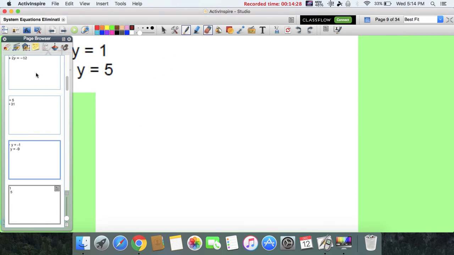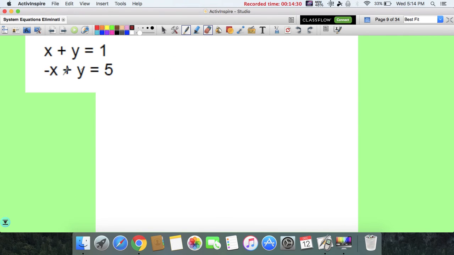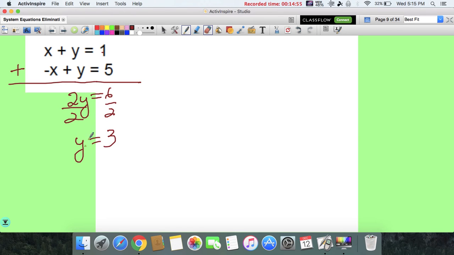And this one, if I look at these two equations, I can clearly tell that if I add, these two x's will be eliminated. So x plus negative x is just 0, so I don't have to write anything. Positive y plus positive y is 2y. And 1 plus 5 is 6. Divide both sides by 2, and y equals 3.